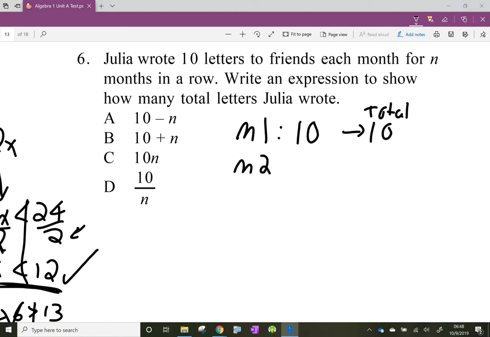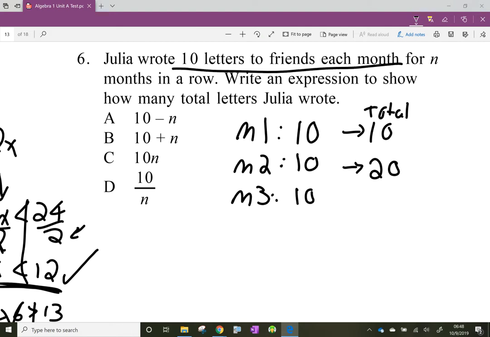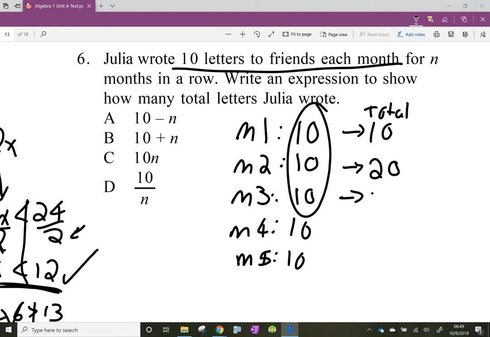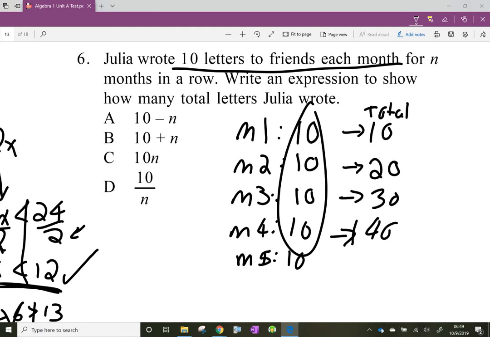Now, the second month, month 2, Julia writes another 10 letters. But overall, over the past 2 months, she's done 20 letters in total, right? 10 plus that 10 makes 20 in total. On the third month, month 3, she writes another 10 letters, right? She's writing 10 letters each month. So every month, she's going to write 10 letters. Okay, but her total changes, right? Because after 3 months, she's now written 30 in total. After 4 months, she's now written 40 in total. And after 5 months, of course, she's written 50 in total.